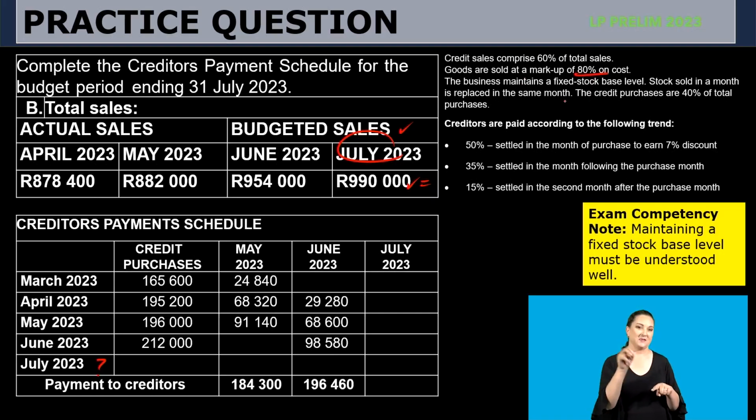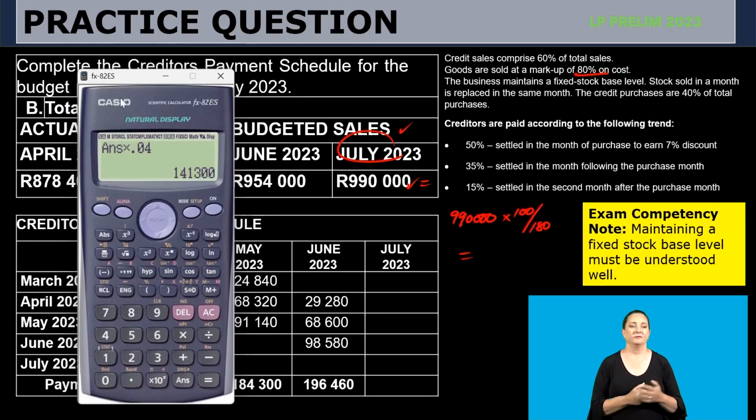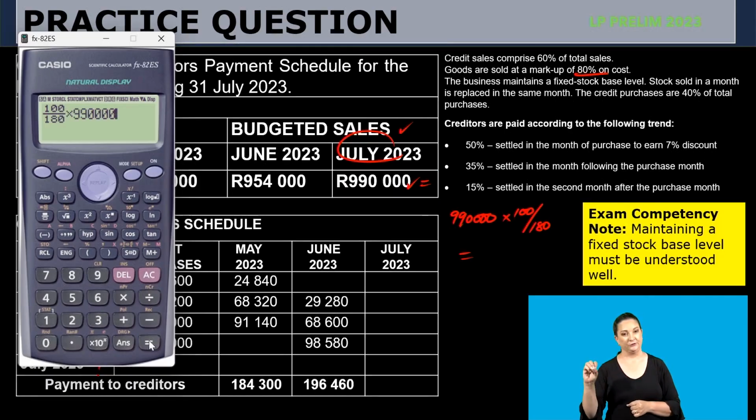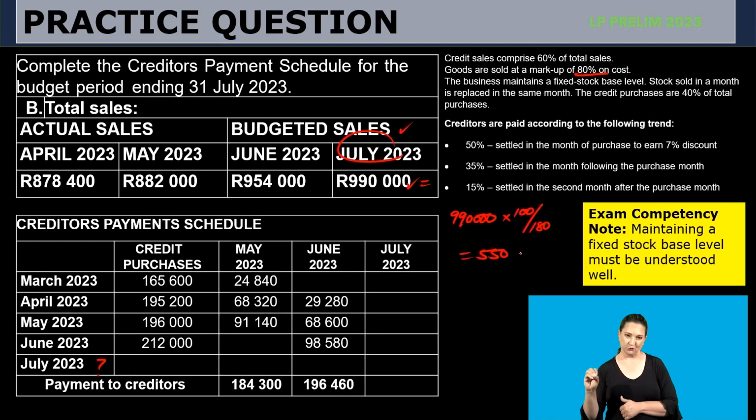I need that one now. So I'm going to now say my 990,000, which is my total sales, I want the cost. So I'll come and say multiply by 100 over 180. On my calculator, let's see how much I'm going to get. So I'm coming here to say 100 over 180. Then I multiply that by 990,000. That is going to give me 550,000. So I come here. My cost of sales becomes 550,000.